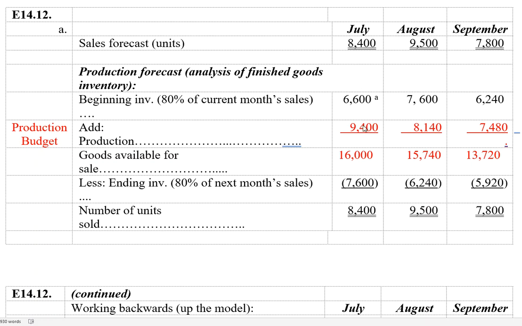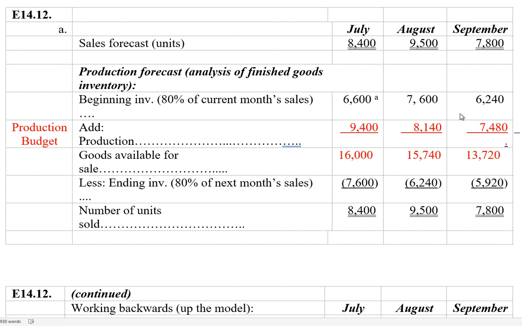So if we swing to the next month here, then we have these two numbers. This number is 80% of this number, 7,800, right? And then add these two together and get 15,740, and then we subtract the 7,600 from that to get the 8,140. So we're going to make 8,140 units, right? That's how many we're going to make because we want to sell 9,500.